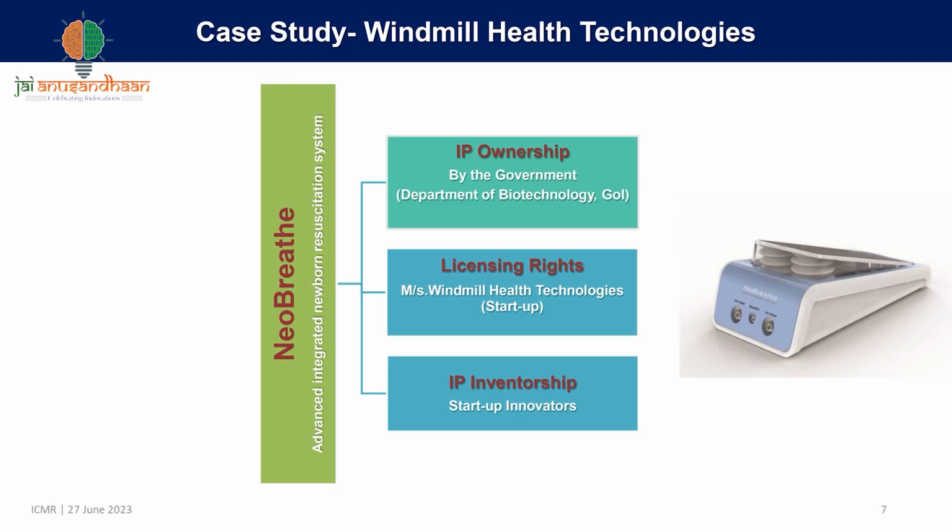So, you can see in this example that when the teams planned to develop an innovative technology called NeoBreath, the team came together, the innovators, the collaborators all came together, and they brought in a lot of clarity on IP ownership, licensing rights, IP inventorship. The way I mentioned that you should have the right base in place for the building to go in the right direction.